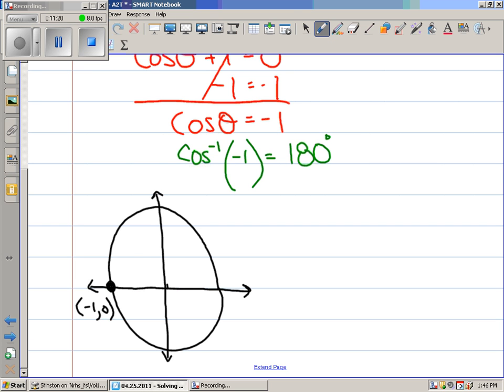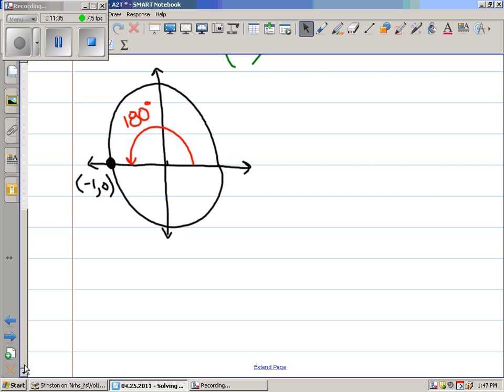All right, so check this out. This is 180. Any other spots on that circle where the x-coordinate is negative 1? There's only one answer to this problem. But remember, I asked you to convert your answers back to radians. They asked you for radians in the question. You cannot give your answer in degrees.